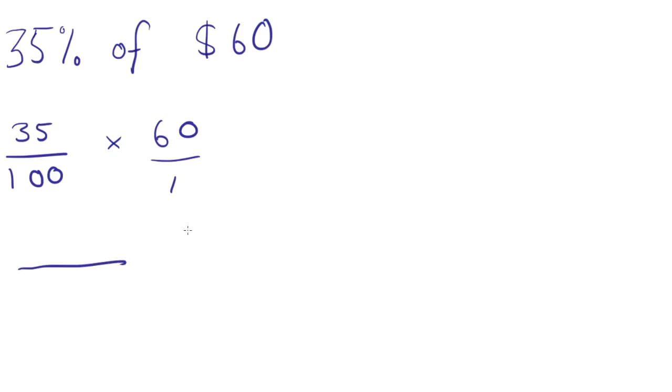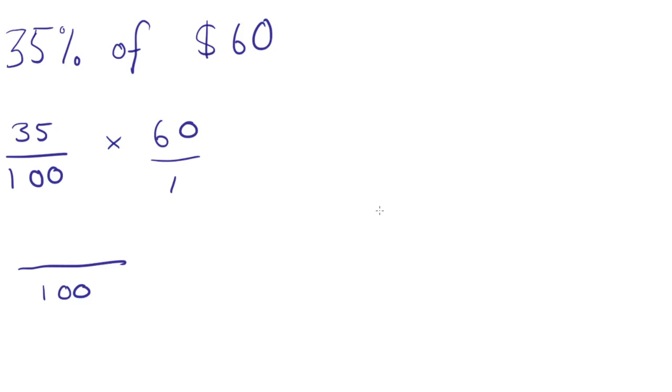35% of $60. Remember that 35% can be written as 35 out of 100, or 35 per 100. So 35 over 100 times 60 over 1. Now I need to do 35 times 60 over 100 times 1. I'll do the multiplication first because it's easy. 35 times 60: I'm going to use some mental maths, because if you want to, you could go and do a long multiplication. But I think we can do this in our heads.